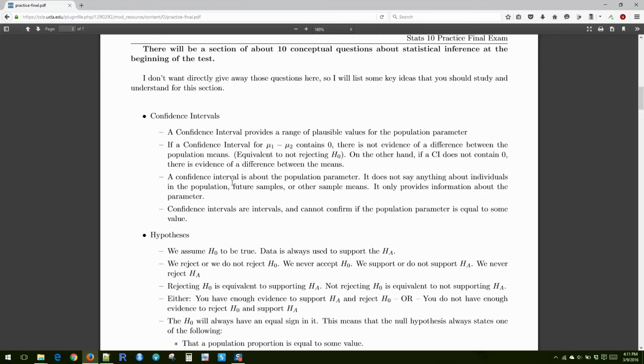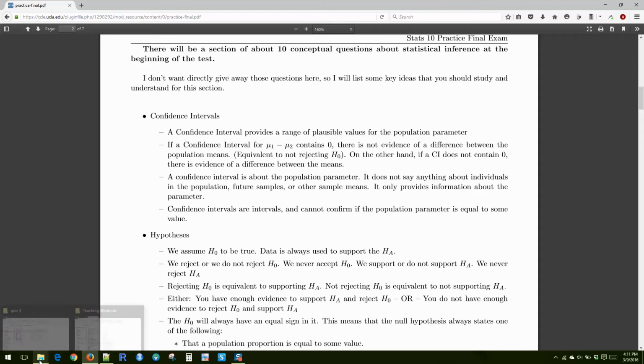And then a confidence interval is about the population parameter. It does not say anything about individuals in the population, future samples, or other sample means. It only provides information about the parameter. And lastly, confidence intervals are intervals and cannot confirm if the population parameter is equal to some value. Okay, did you guys get all that?